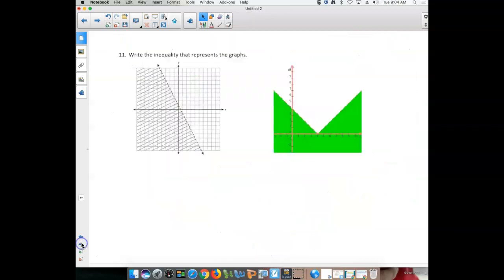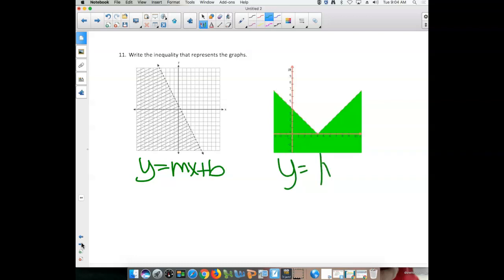All right. The next page is what we always do, is we are going to do the opposite. I have the graph, and we're going to write the equation. So the one on the left here, I see it's a line, so we're going to write this one in y equals mx plus b. Whereas this one is a V, so we're going to write it in our absolute value equation. Okay. All right, first thing I like to look at is my shading and my line.